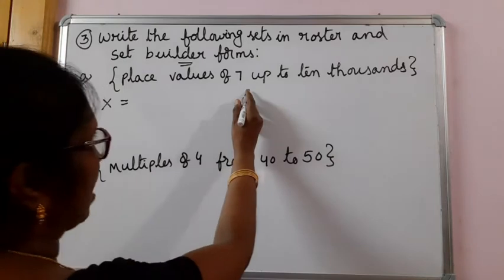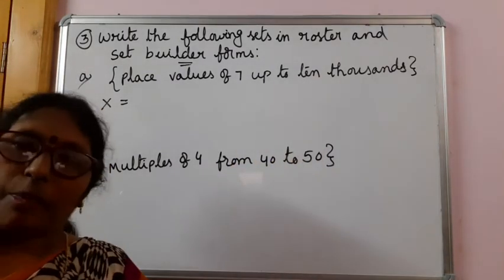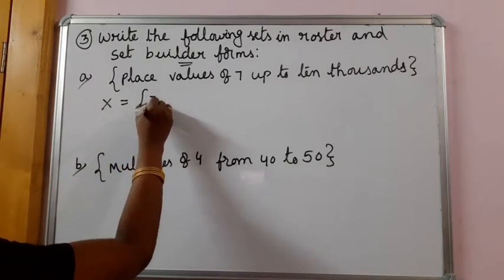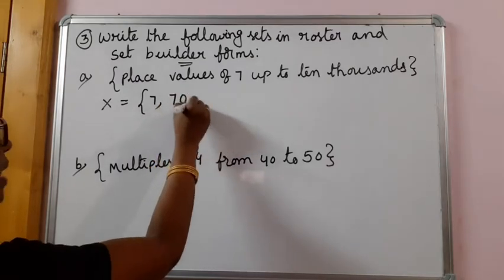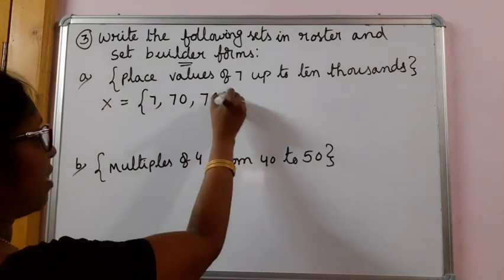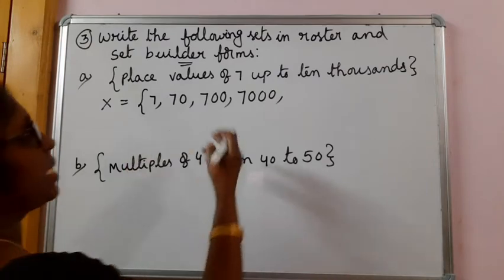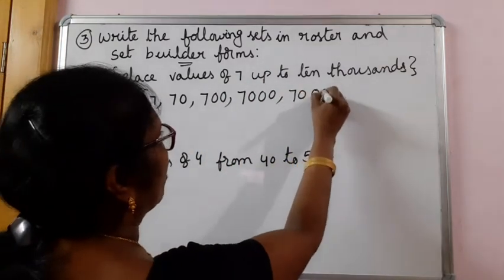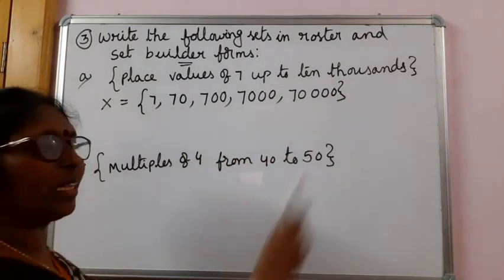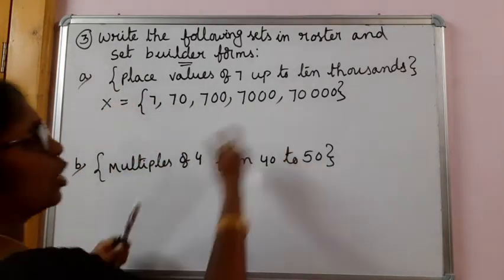Place values of 7 up to 10,000s. We know place value of 7. If 7 is in ones place, place value of 7 is 7. If 7 is in tens place, place value is 70. If 7 is in hundreds place, 700. If it is in thousands place, 7,000. If it is in 10,000s place, we get 70,000. So these are the place values of 7 up to 10,000s, and we have written those numbers. So this is your roster form.